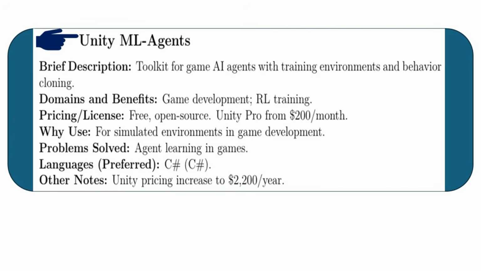Unity ML-Agents, a toolkit for gaming AI agents with training environments and behavior cloning. Game development is the domain area, and the benefit is RL training. Pricing is free, open source. Unity Pro from $200 per month. It is used for simulated environments in game development, and the problem solved is agent learning in games. C# is the preferred language. Unity pricing increased.